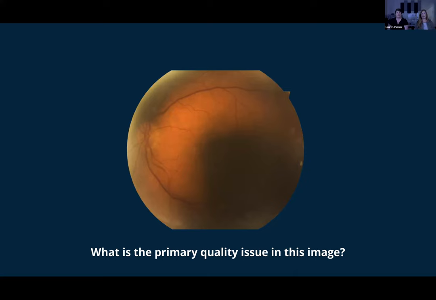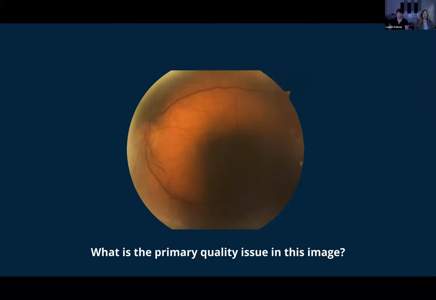And yeah, click share. Okay, so as you can see, we got a little bit of confusion going on here. But for those of you who picked dilation, you are correct. So the shadows you can see on this image are blocking the anatomy. And we like to say, when you see dark shadows, think dilation.